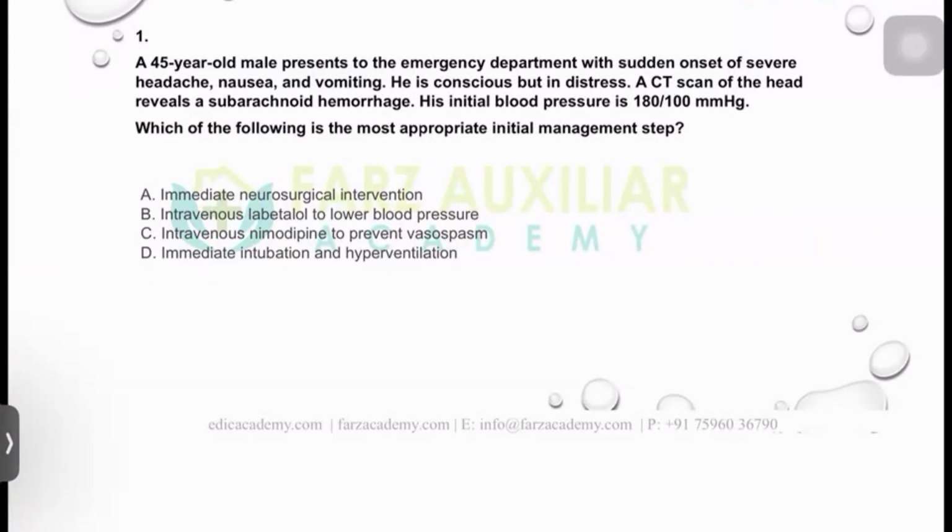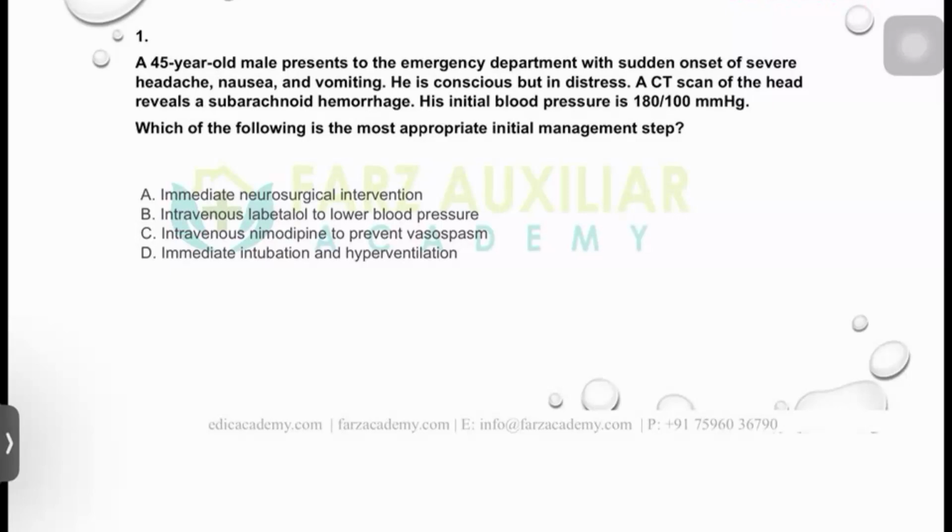So the patient has a, what is the diagnosis? SAH. Subarachnoid hemorrhage secondary to some berry aneurysm maybe. Yeah. So what is the most appropriate initial step? You've already done a CT head. The blood pressure is 180 by 100. What is the best next step that you begin? Labetalol. Yeah.